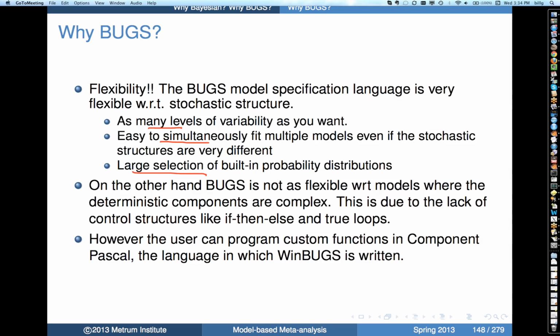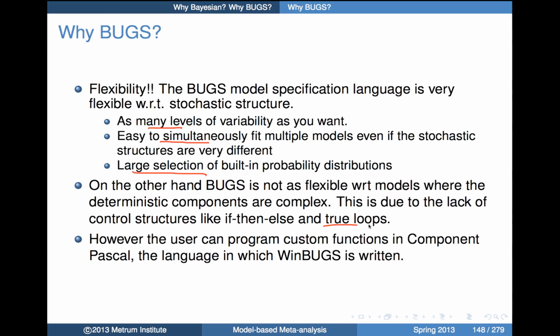Now, having said that, BUGS is not as flexible with respect to models where the deterministic parts of the model are complex. That's a consequence of the fact that BUGS does not have nice built-in control structures like if, then, else, and true loops, as in do loops or for loops. True loops in the sense that it actually describes a sequence of actions. The loops within BUGS actually mean something a bit different than that. So the fact that those aren't there sometimes makes it more difficult to implement certain types of models.